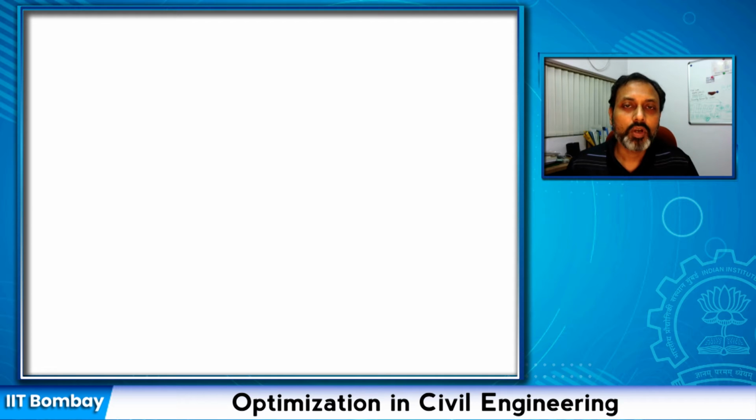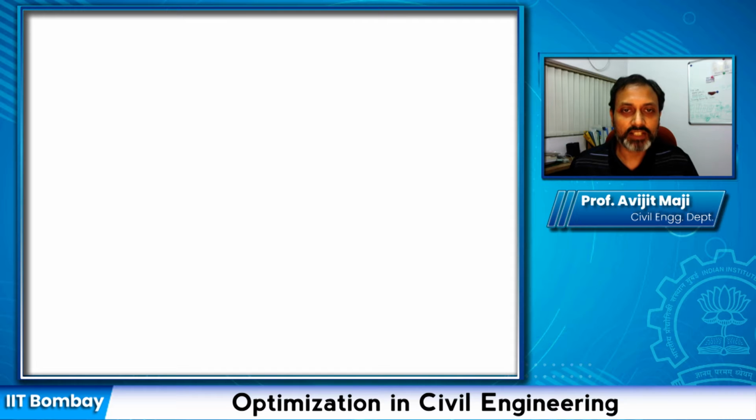Hello everyone, welcome back to Optimization in Civil Engineering. In the last class, we discussed multivariable optimization with inequality constraints. In that process, we saw how we can convert the inequality constraint into an equality constraint by adding the slack variables. Once we had added the slack variables, it becomes simple and we could use the Lagrange multipliers in that and come up with the solution.